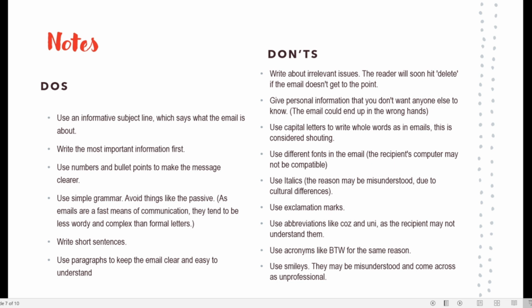All right, everyone, start writing an email. Make it short, clear, polite, and straightforward.